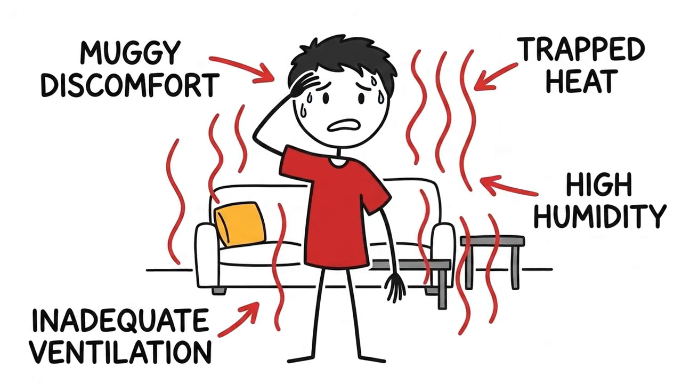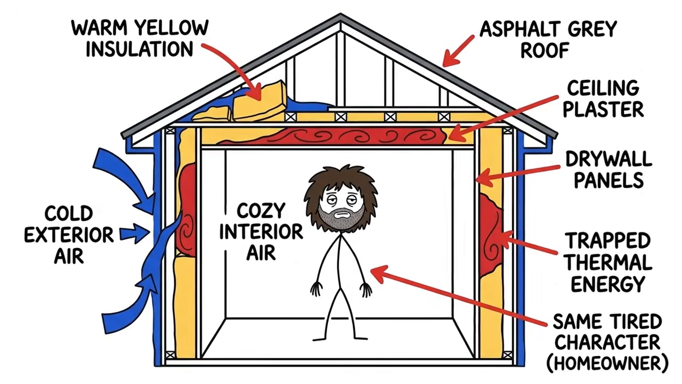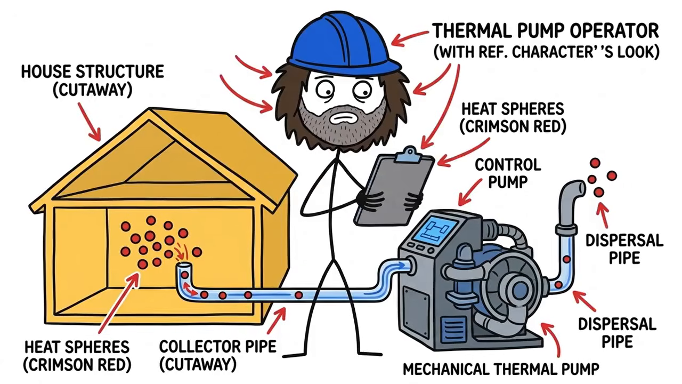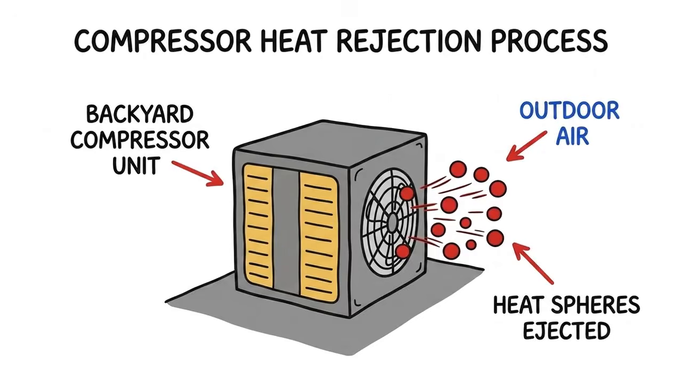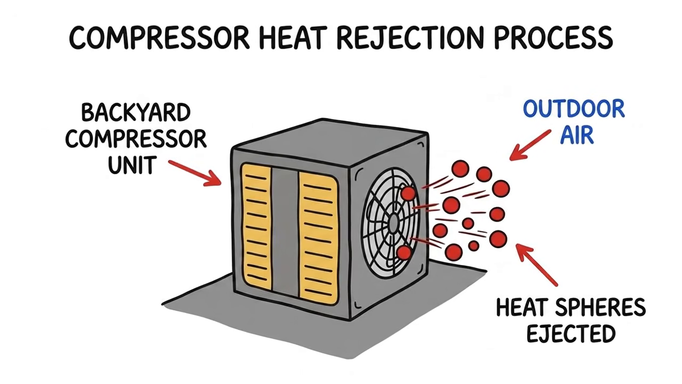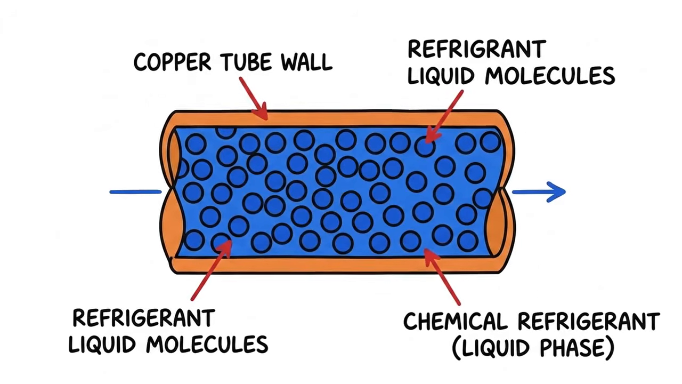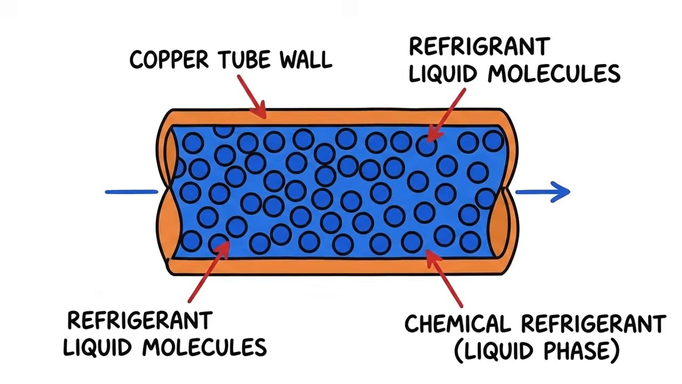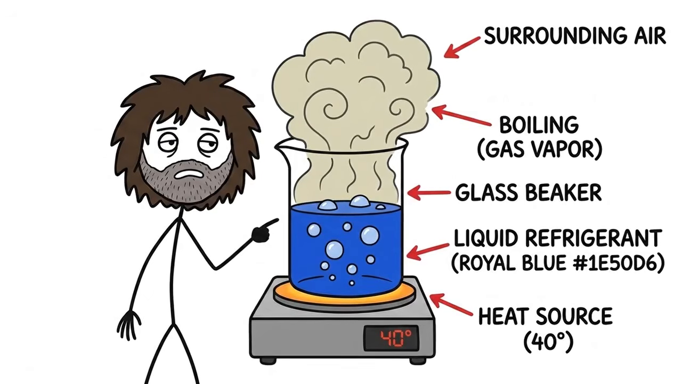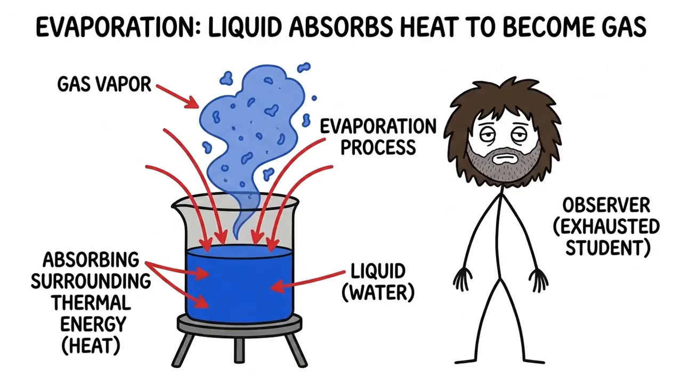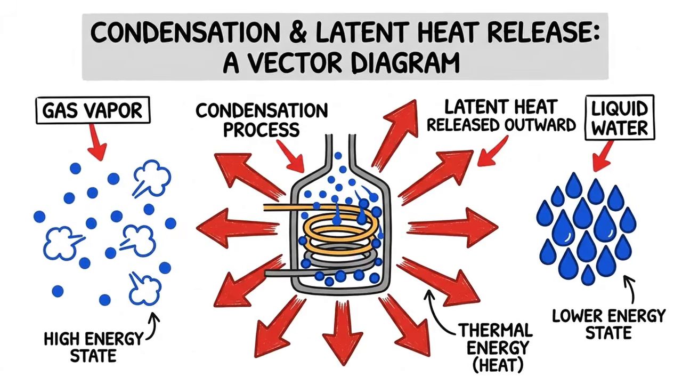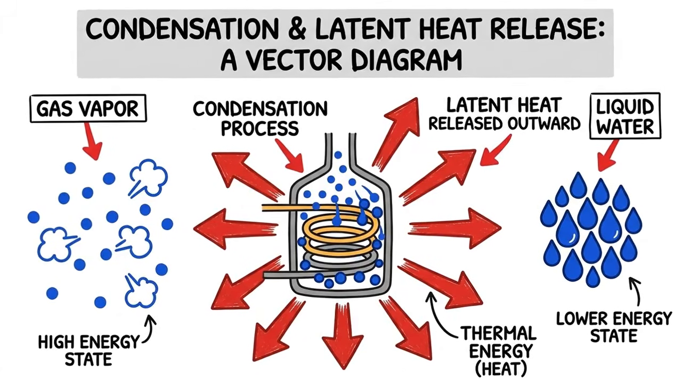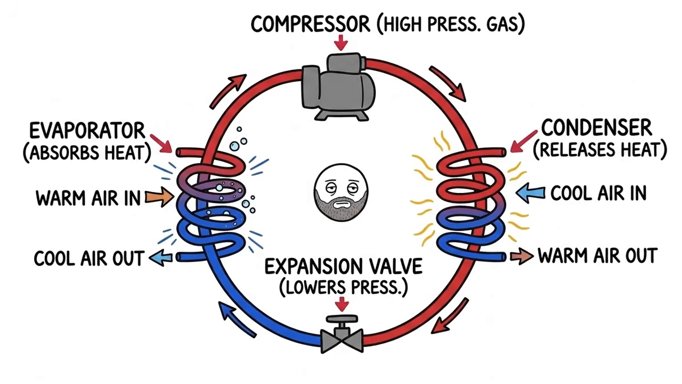Your house acts like a heat magnet during the summer months. Sunlight bakes your roof shingles, warm outdoor air seeps through wall framing, and appliances inside generate internal heat. Without mechanical cooling, all of that thermal energy gets trapped inside your drywall and insulation. Your air conditioner acts like a thermal sump pump, actively lifting that trapped heat and throwing it out of your house. To move heat against its natural flow, your system uses a specialized chemical fluid called refrigerant.